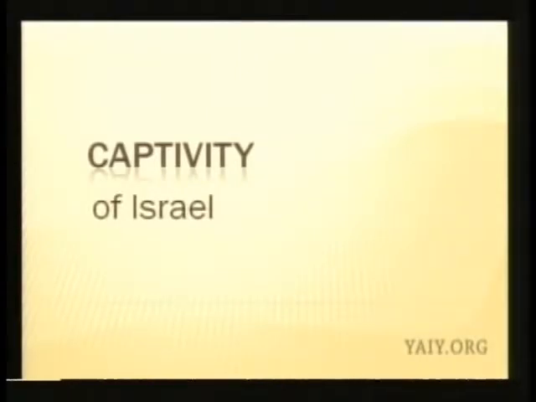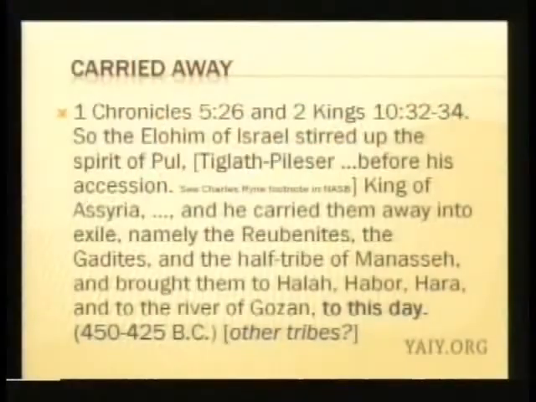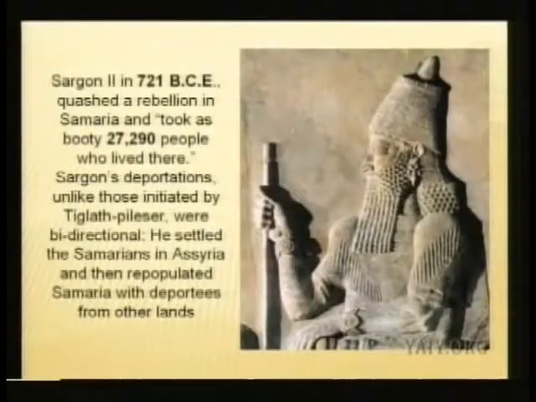Let's look at the captivity of Israel. 1 Chronicles 5, "So the Elohim of Israel stirred up the spirit of Pul," that was his name before he took the throne, "king of Assyria, and he carried them away into exile, the Reubenites, Gadites, and the half tribe of Manasseh." So here's two and a half tribes going into exile, "and brought them to these cities to where they are to this day." And this book is written, Chronicles and Kings, around 450 BC, almost 200 years after they were carried into exile, and they're still there to this day.